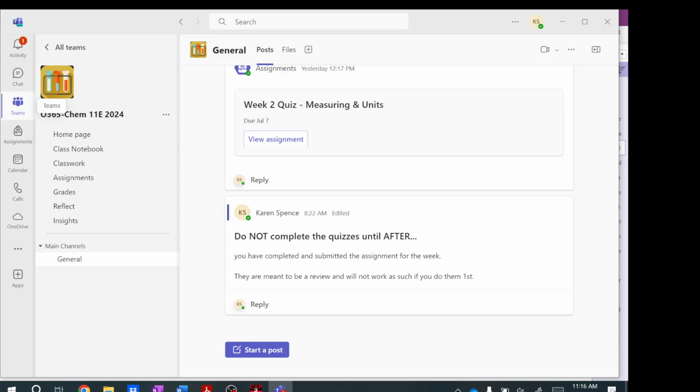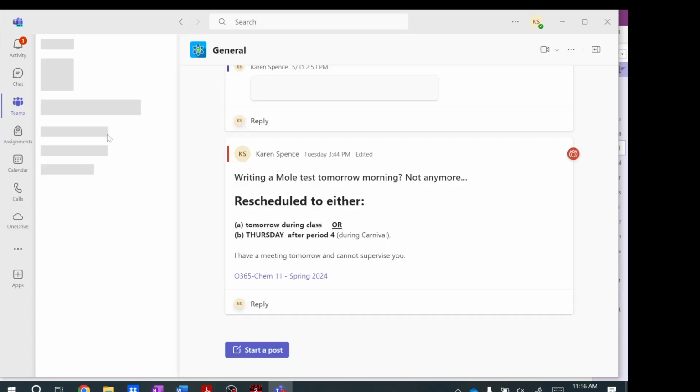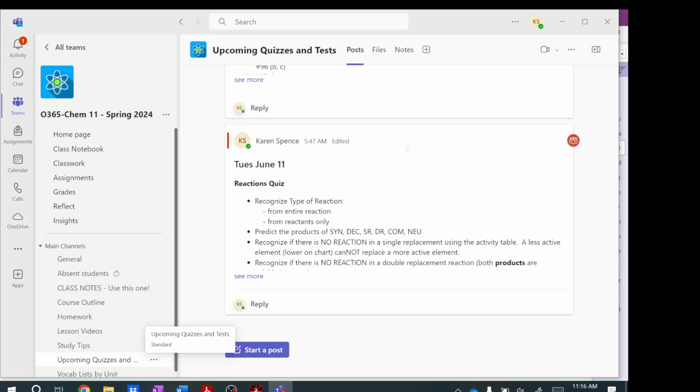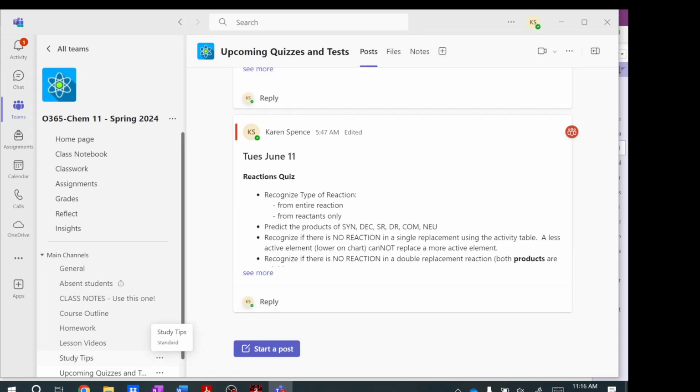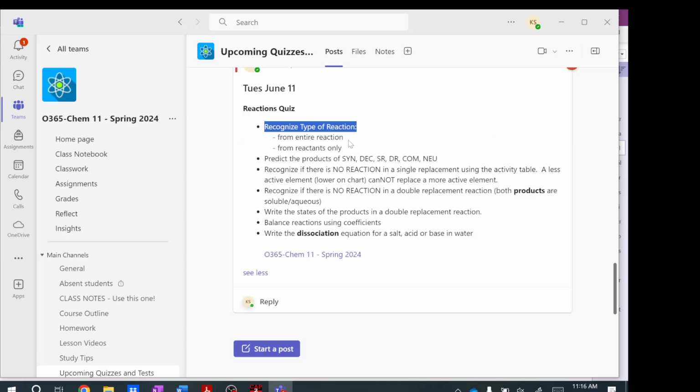And actually, let's just go over what's going to be on your quiz tomorrow. Chem 11. Upcoming quizzes and tests. So Tuesday, June 11th. That's tomorrow. You need to be able to recognize the type of the reaction, either from the entire reaction or from the reactants only.